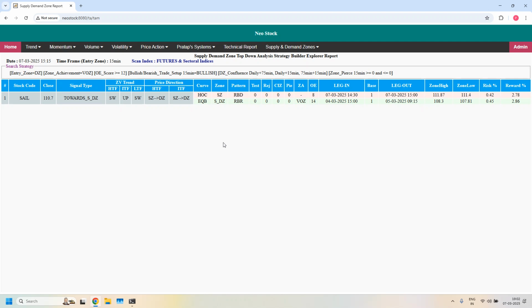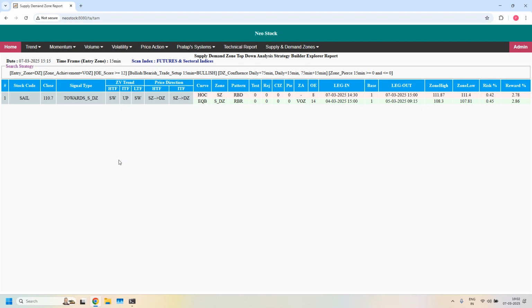So in this stock, this 15 minutes demand zone is overlapped with 75 minutes demand zone. Both together again overlapped with daily demand zone. But daily trend is sideways. So I am not checking for daily EMA confluence because the trend is sideways trend. EMA confluence does not give any extra advantage. Okay, this is a bullish trade setup for daily income trade.